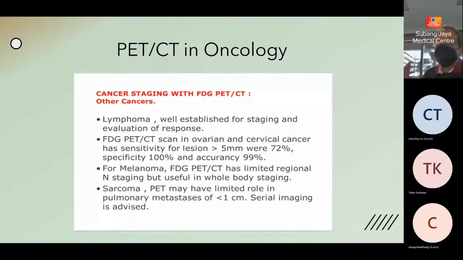Especially in primary metastasis less than 1 centimeter, you may not pick up that well. But when you do find nodules in the lungs with sarcomas, you need to monitor them with serial imaging.